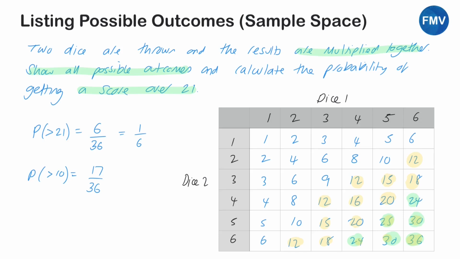So hopefully now you can see how to list all possible outcomes and you can see why we would do that. It makes calculating probabilities quite straightforward. And also now, hopefully you can remember the name of these. These are called sample spaces. You might hear them called sample space diagrams as well.